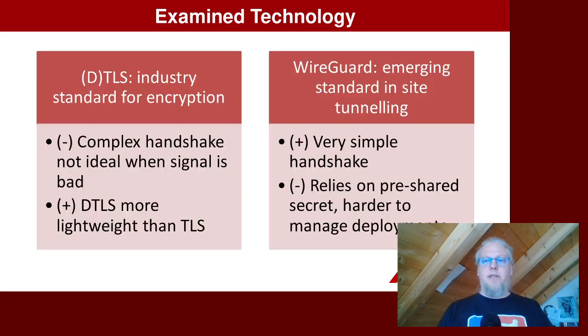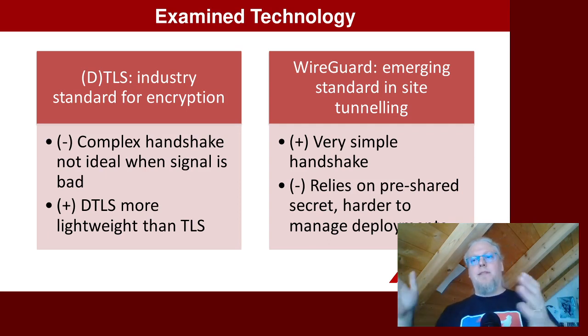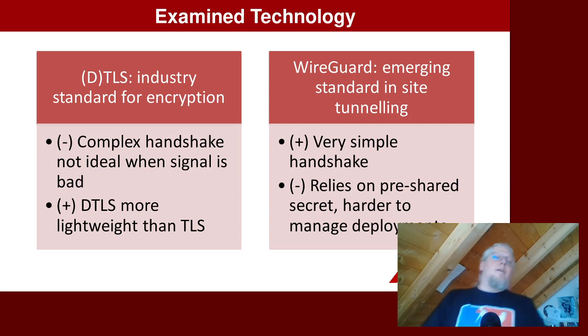Okay, so what am I talking about here? Well, TLS is the industry standard for encryption. We use it when we access any secure website, right? HTTPS means HTTP plus TLS. Now, the downside is that it has a very complex handshake. And you don't want a complex handshake when your link signal is bad, because it might mean you have to resend handshake packets over and over again, and on a bad link that can only cascade to terrible conditions. DTLS is the datagram variation of this. It's a lot more lightweight, which is good, but it shares the problem with the handshake.